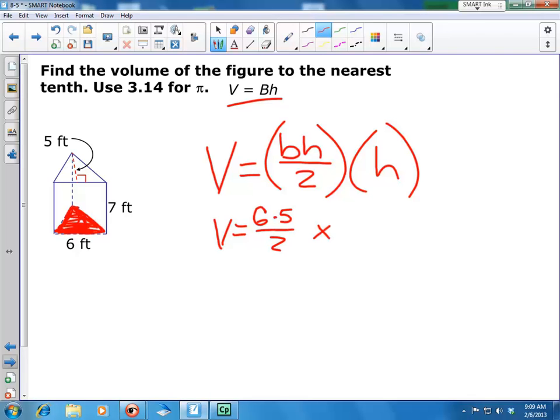What is the height of the prism? Yeah, the height of the prism is actually 7 right here, because I'm talking about how tall the whole shape is, not just the base, not just the triangle. So yes, it's going to be 7. All right, so whenever I solve that, I know that 6 times 5 is 30, divided by 2 is 15. So I have 15 times 7, which gives me what? Yeah, 105. So I know the volume for this is going to be 105 cubic feet.